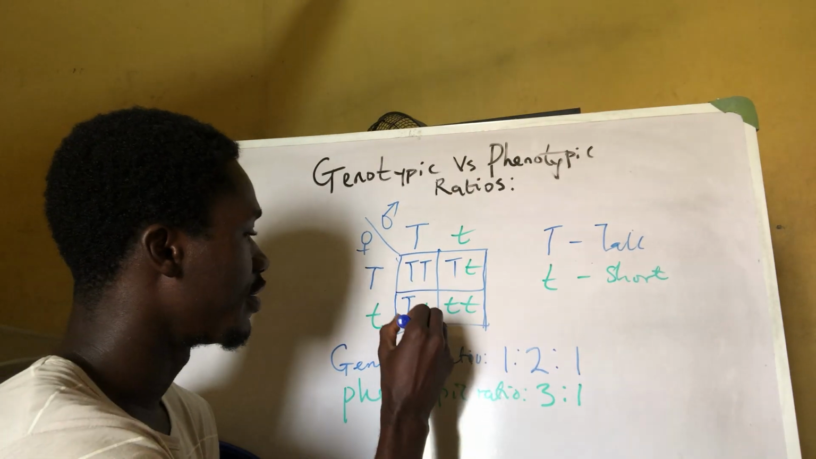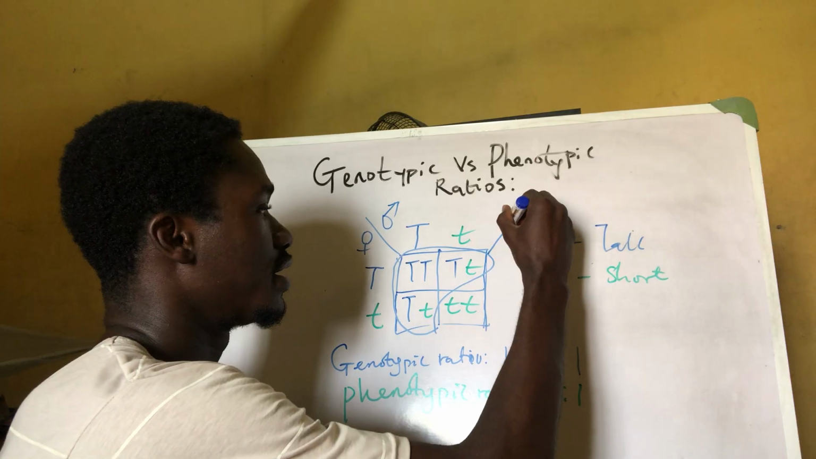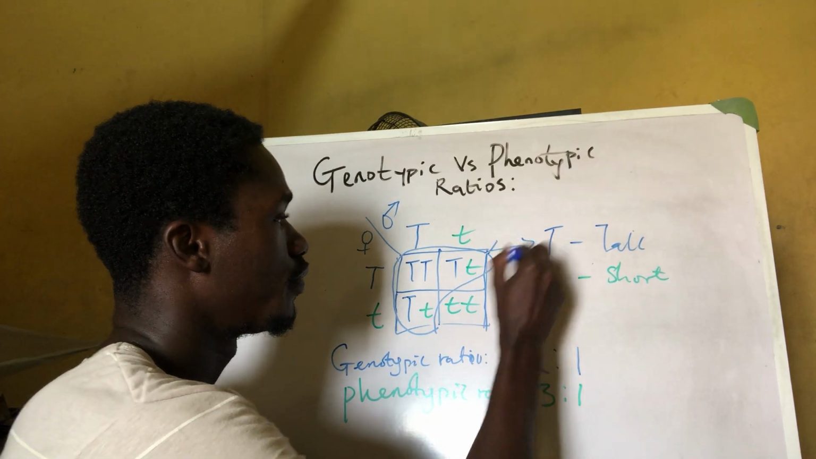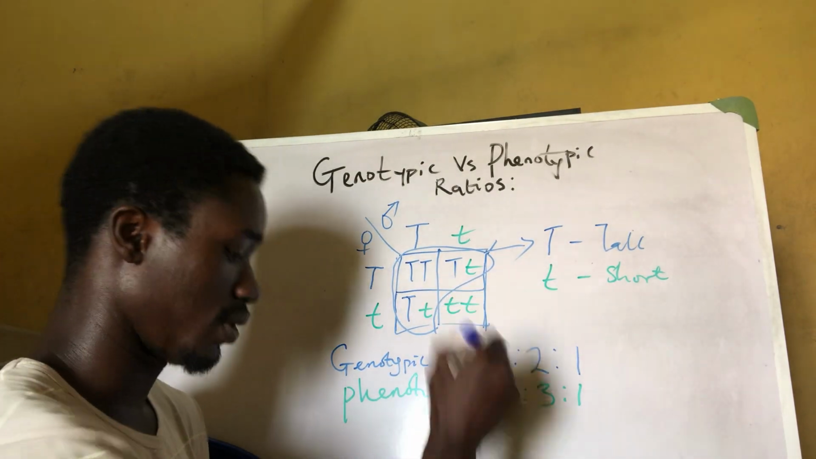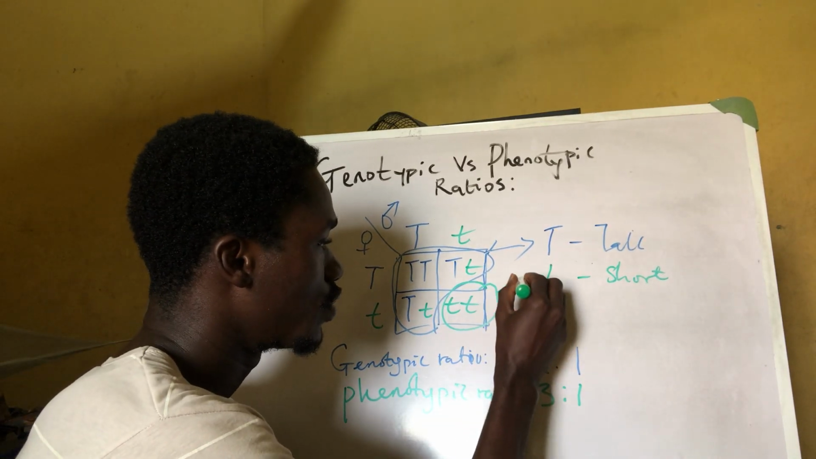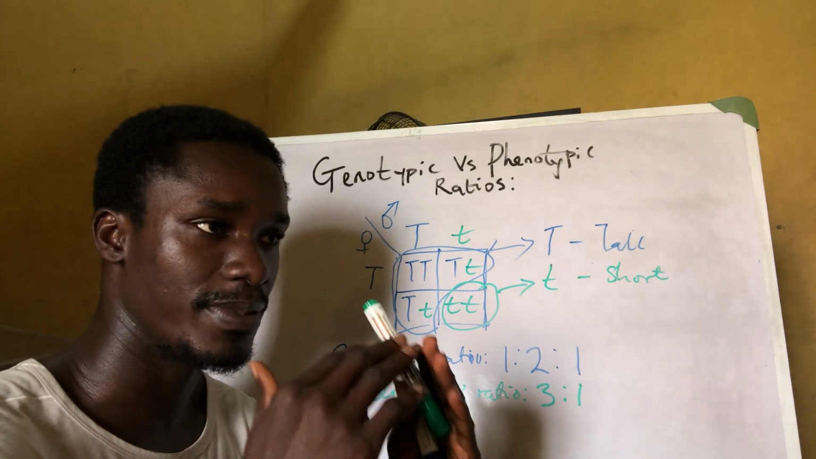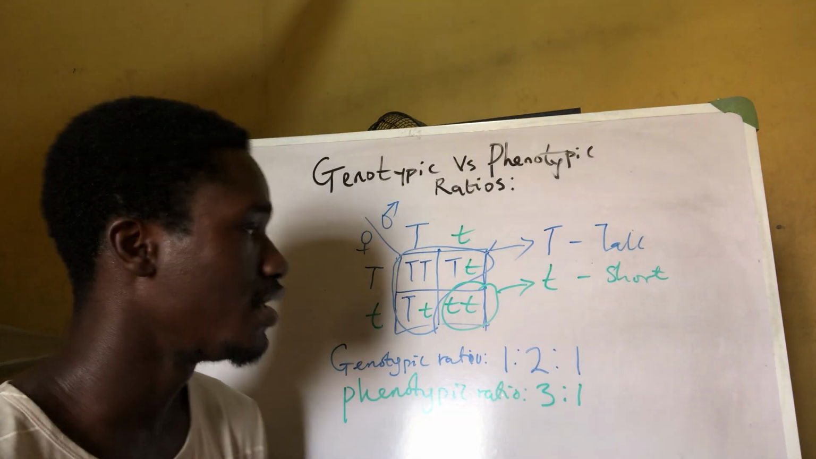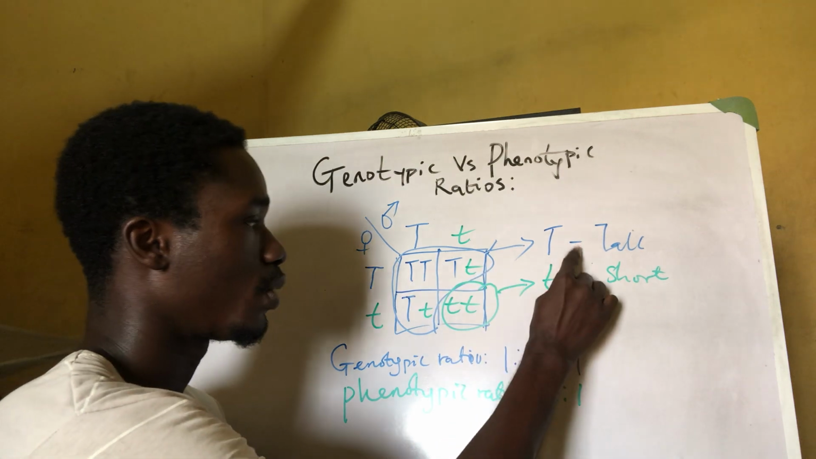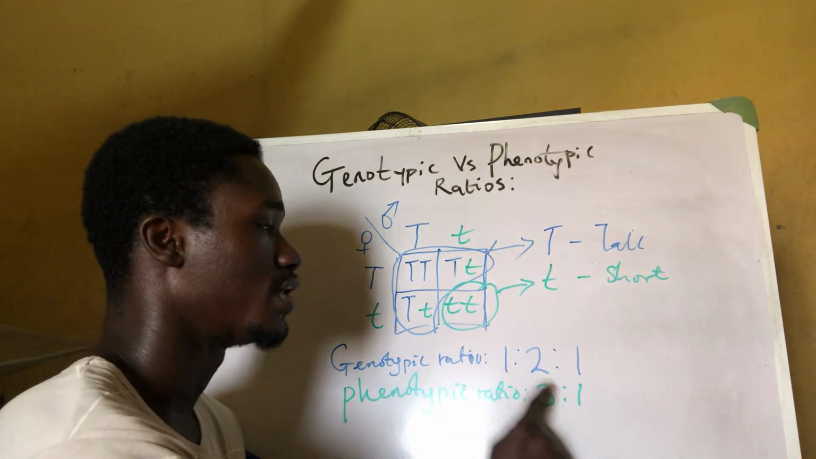All of these 3 are going to be tall. That's what it means. Then only this one is going to be short. That's the phenotype. So phenotypic ratio is talking about the observable character, what we can see. So we can see that these 3 are going to be tall. So that's the phenotype, 3:1, while only 1 is going to be short.